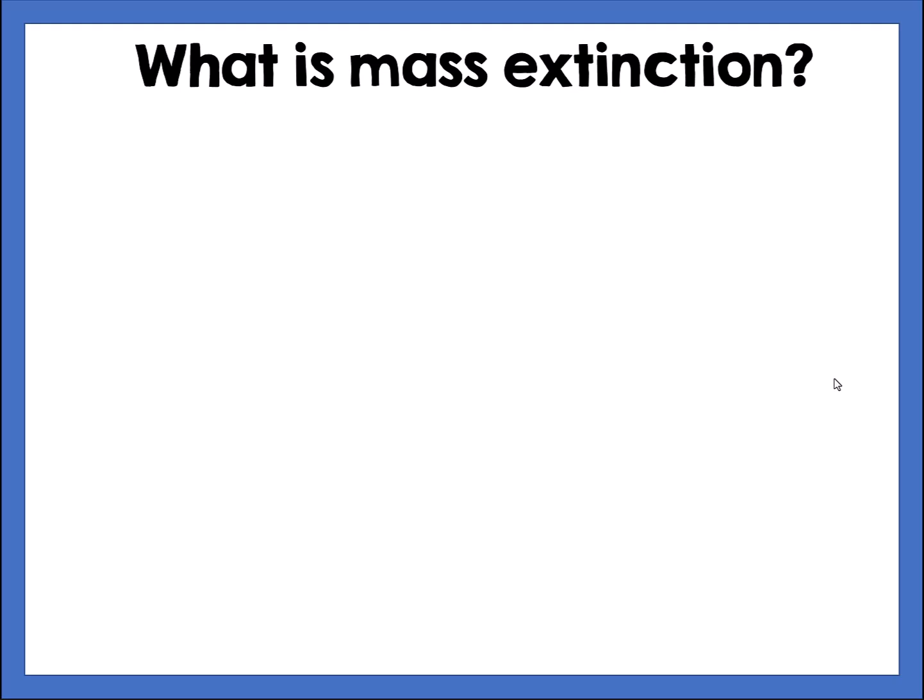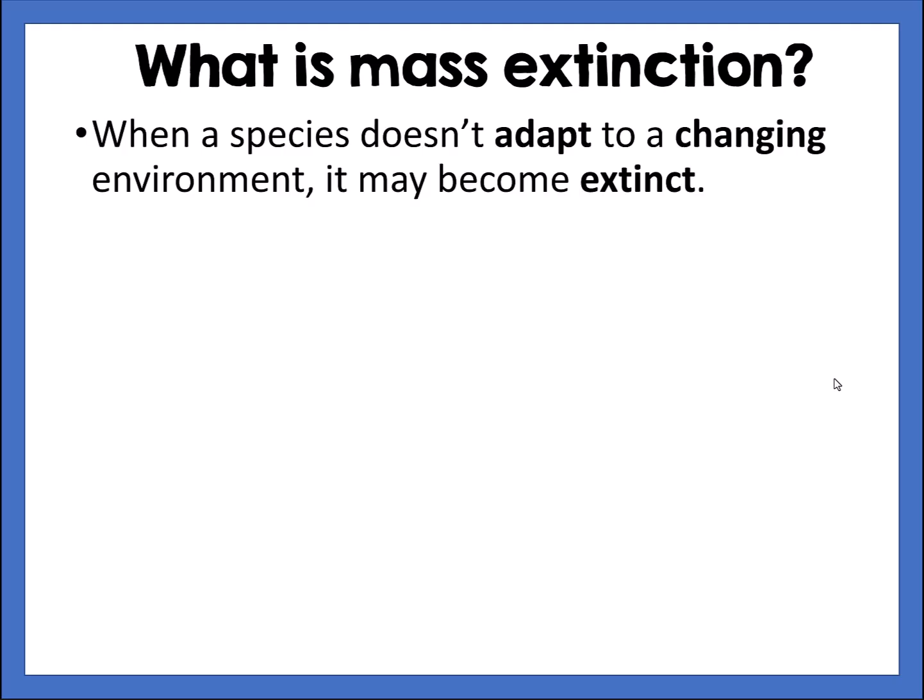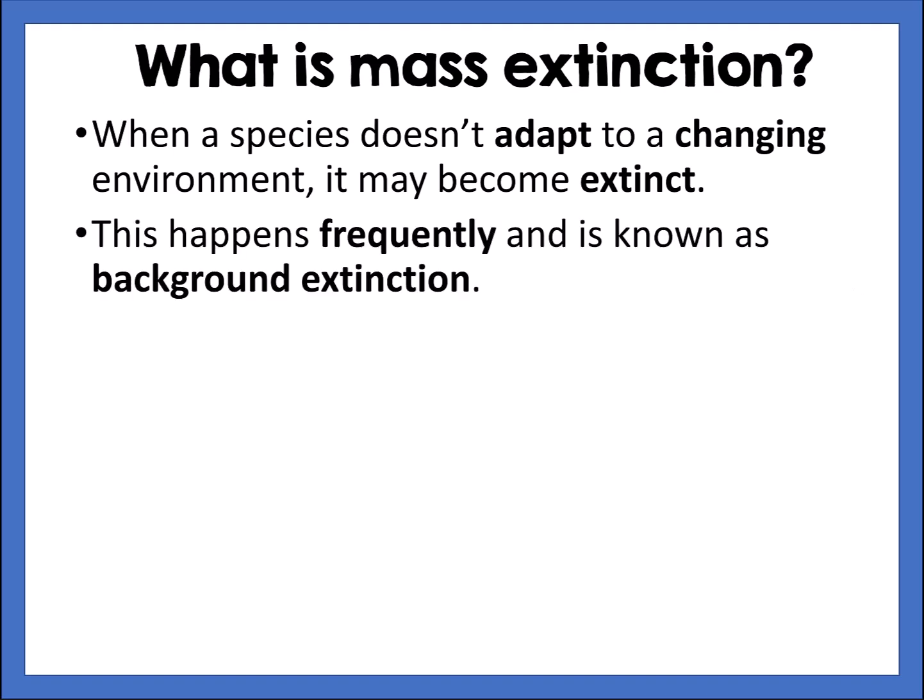What is mass extinction? So we discussed extinction is when a species no longer exists because all of the organisms of that species have died out. And this can occur when a species doesn't adapt to a changing environment, and then it becomes extinct. This happens frequently, and that's known as background extinction because it's happening in the background pretty regularly, especially for organisms that maybe you're not as familiar with.